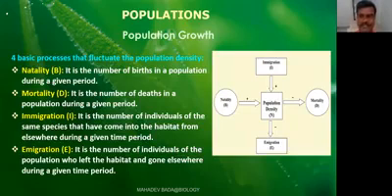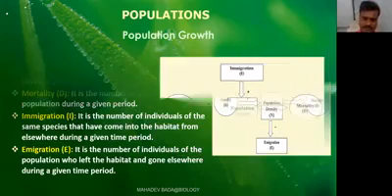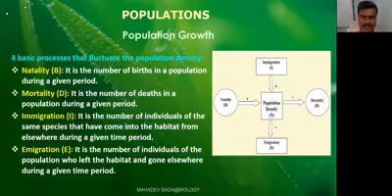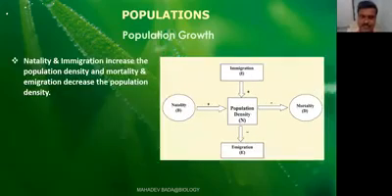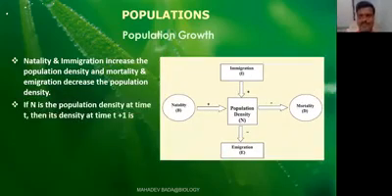Therefore, when you look at the diagram, it is showing 2 plus signs and 2 minus signs. That means 2 factors are responsible for increasing the population, and 2 factors are responsible for decreasing the population.